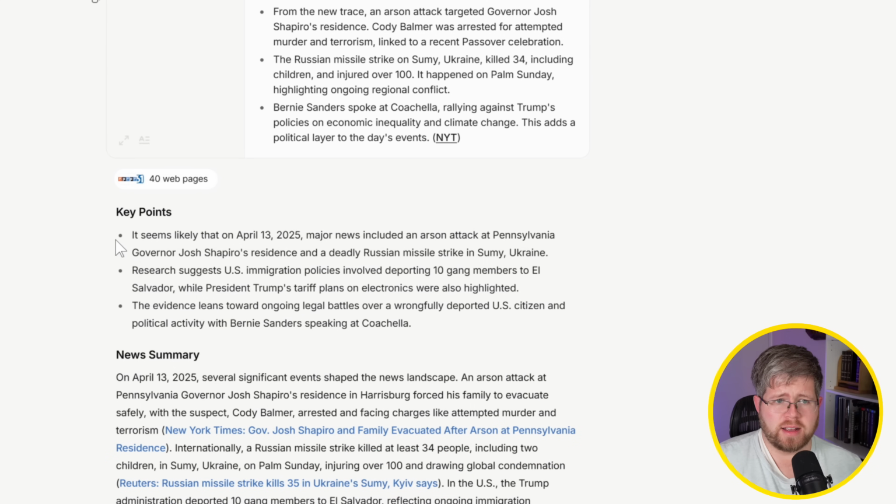Now for Grok, it gave us the key points, which I do like that it does that. It says major news included an arson attack on Pennsylvania Governor Josh Shapiro's residence and a deadly Russian missile strike in Sumy, Ukraine. Research suggests U.S. immigration policy involved deporting 10 gang members to El Salvador, while President Trump's tariff plans on electronics were also highlighted. The evidence leans toward ongoing legal battles over a wrongfully deported U.S. citizen and political activity with Bernie Sanders speaking at Coachella.